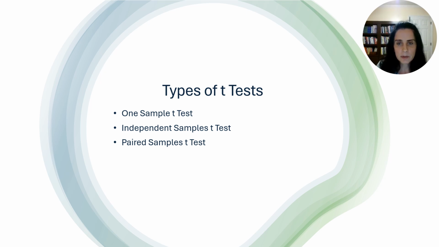A paired samples t-test, also known as a dependent samples t-test, compares the means of two related groups or the same group at different times. This test is appropriate when the same subjects are measured under two different conditions or at two different times. For instance, measuring the improvement in student performance before and after an educational intervention. This test relies on the assumption that the differences between the paired observations are normally distributed.